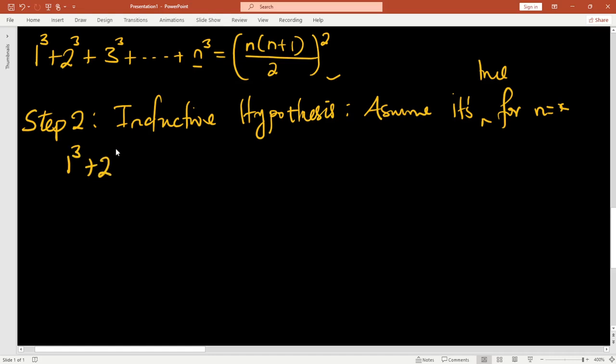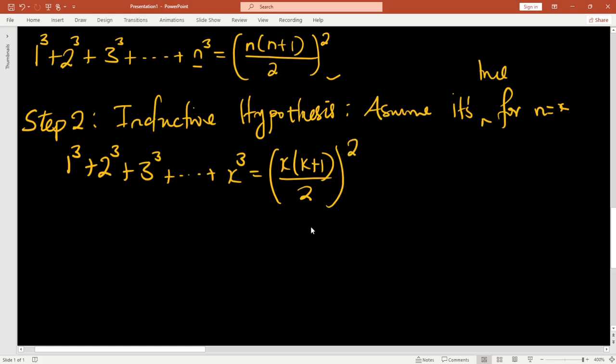So 1 cubed, 2 cubed, 3 cubed, plus up to the k term, k cubed, equal to, open brackets, k plus 1 divided by 2, and we have our power 2 to the side. So this is the only thing that we get to do under the inductive hypothesis. Then we go to step 3.